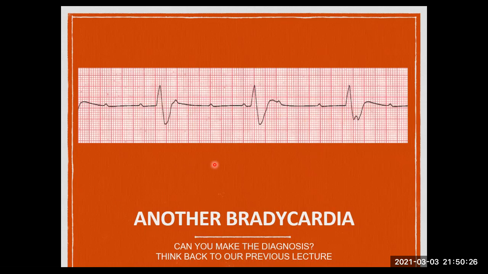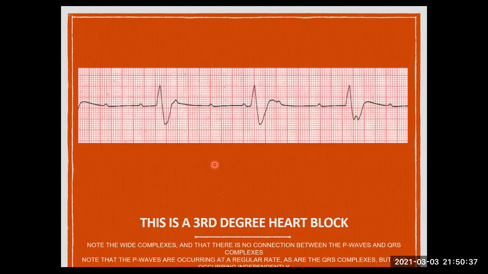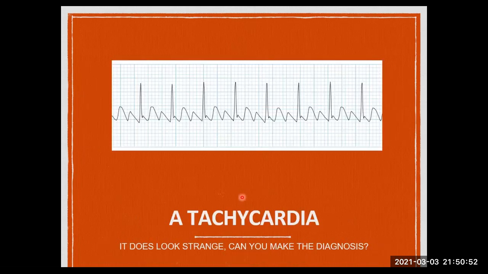cardiologist. These patients often need a high care unit. They need to have pacing done. There's often a lot that goes wrong with them. But if you don't pick it up in the first place, you're not going to save your patient. Okay. Right. So third degree heart block. So there's no connection between the P waves and QRS complexes. P waves are occurring at a regular rate, as are the QRS complexes, but they are occurring independently of one another.